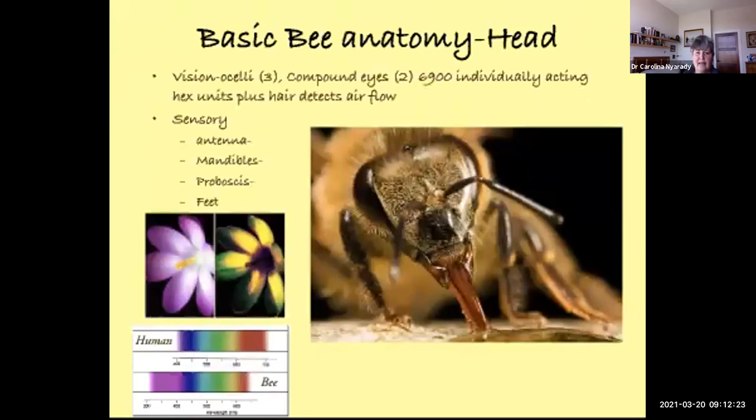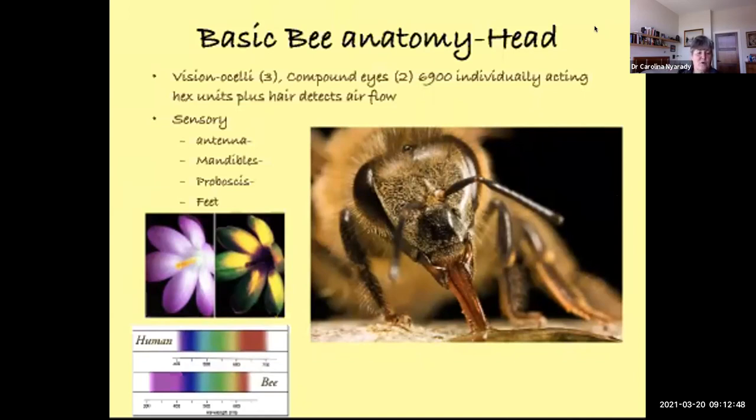And so let's start at the head, right? We talked about how there's three segments. And so let's look at the basic anatomy of the head. Bees actually have five eyes on them. So they have two compound eyes, which are these large eyes on either side of the head. They're really used for vision, similar to our eyes in terms of being able to see the world around them.